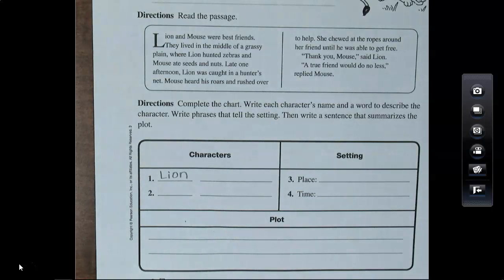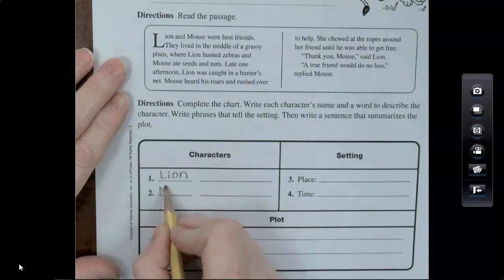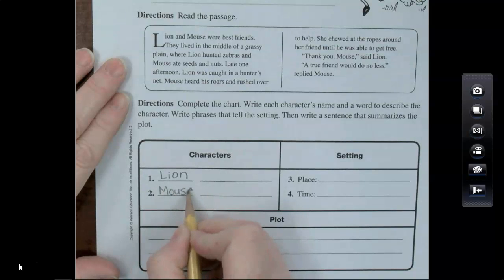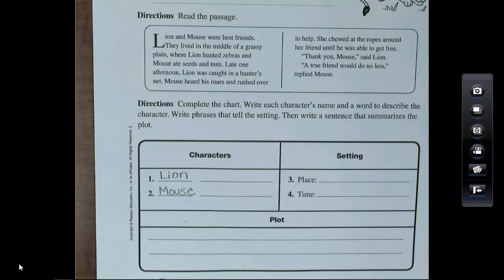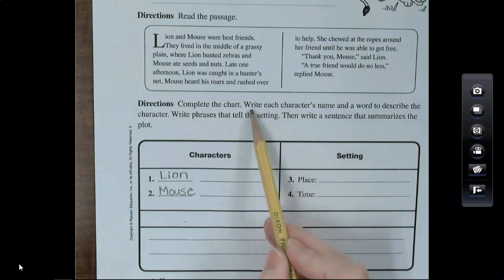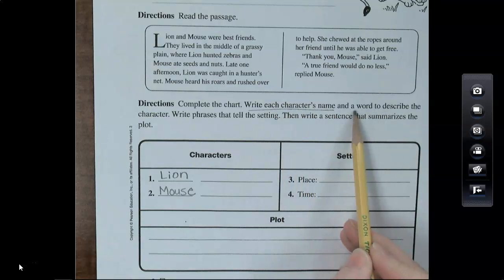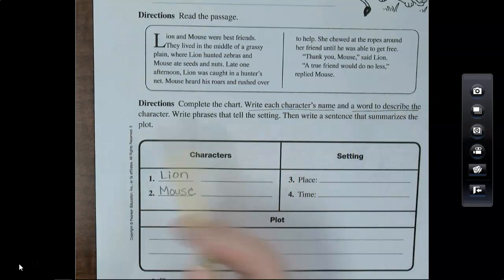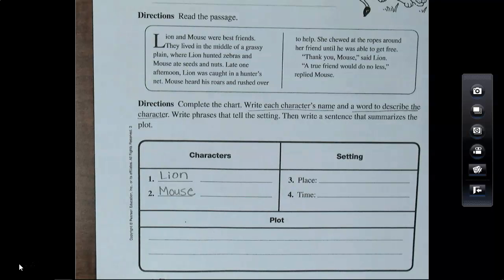And the number 2 character, as I know you have said to yourself, would be mouse. So we have characters. We have lion and we have mouse. Well, the directions tell us to write each character's name, and then it says to write a word to describe characters. When you describe, you say what they're like. So let's look back in our story. Let's think. What does lion do? What does mouse do? How would we describe them?